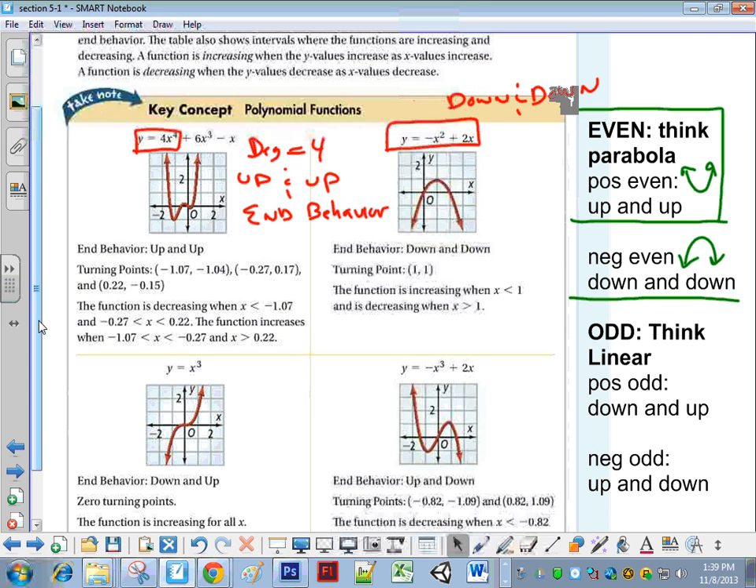Now we'll just use the calculator to help us with this particular one. So the 3 different turning points this has are negative 1.07, negative 0.27, and 0.17.